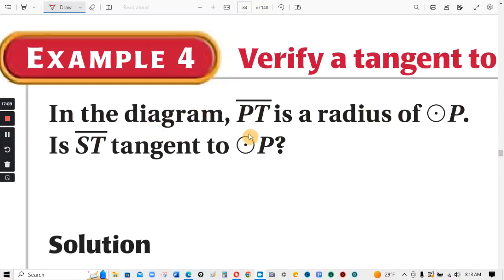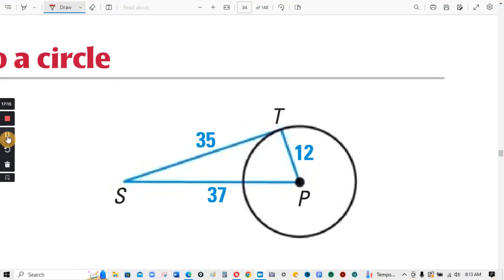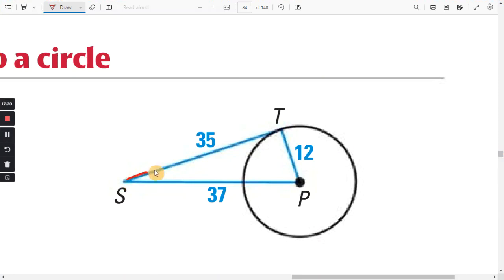Example 4, in the diagram, PT is a radius of circle P. Is ST tangent to circle P? Let's see. Okay, they're asking us, is this right here tangent to circle P? So they're asking, is ST a tangent? Okay, that's what they're asking. Well, this is the radius right here. Okay, because they said circle P, so P is the center. So it has to be perpendicular right here.